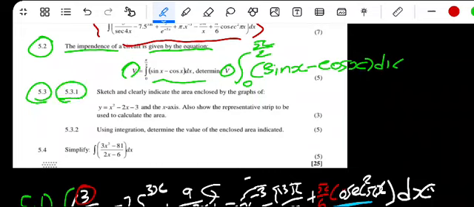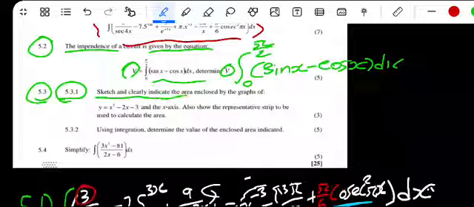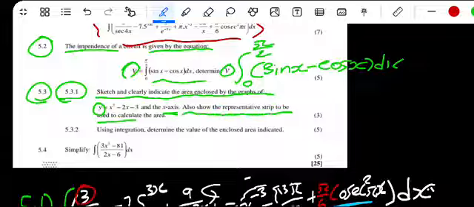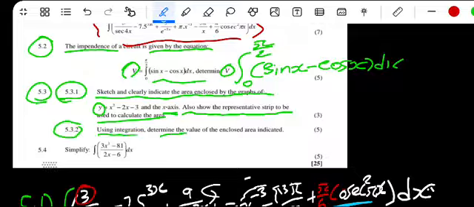5.3.1 says sketch and clearly indicate the area enclosed by the graphs. You're given that y is equal to x squared minus 2x minus 3, and the x-axis here. It also says show the represented strip to use to calculate the area.